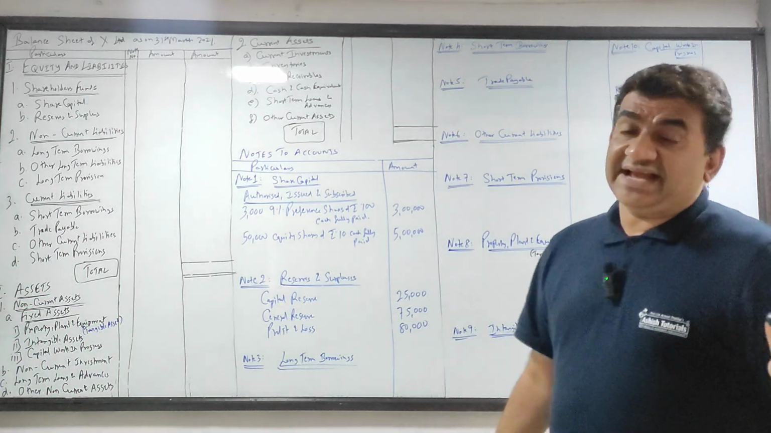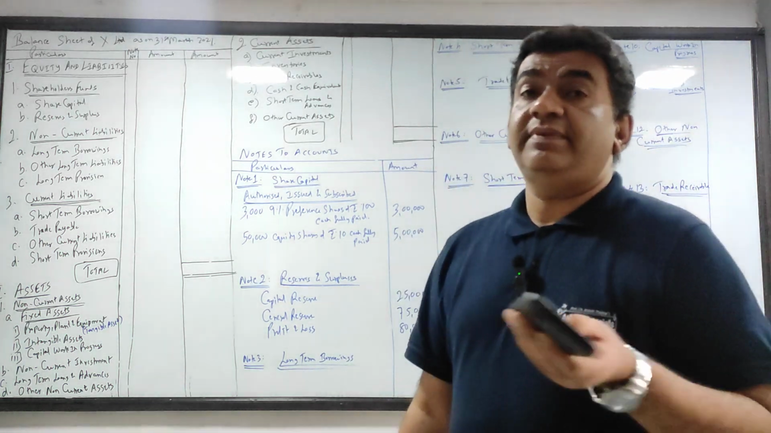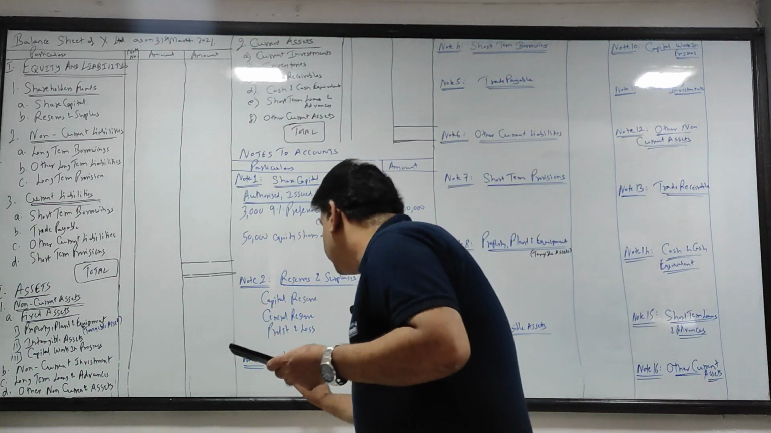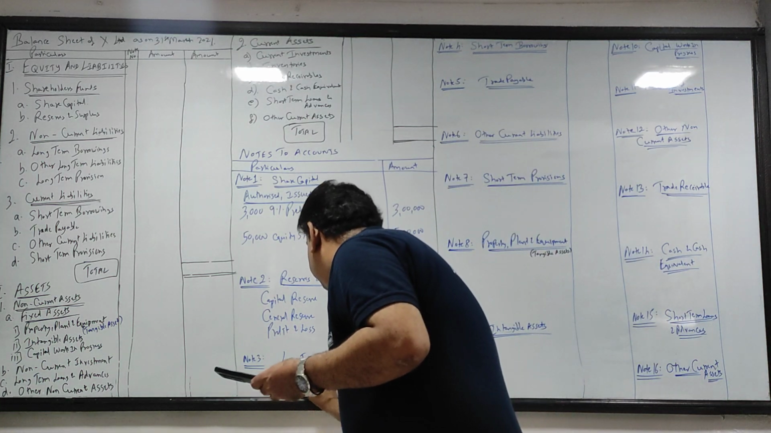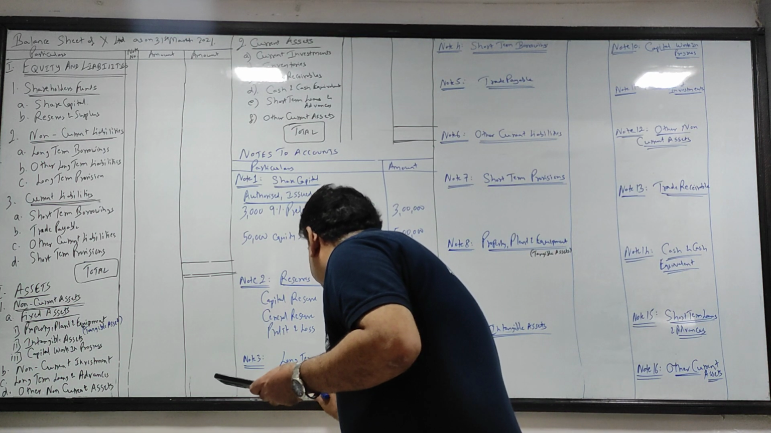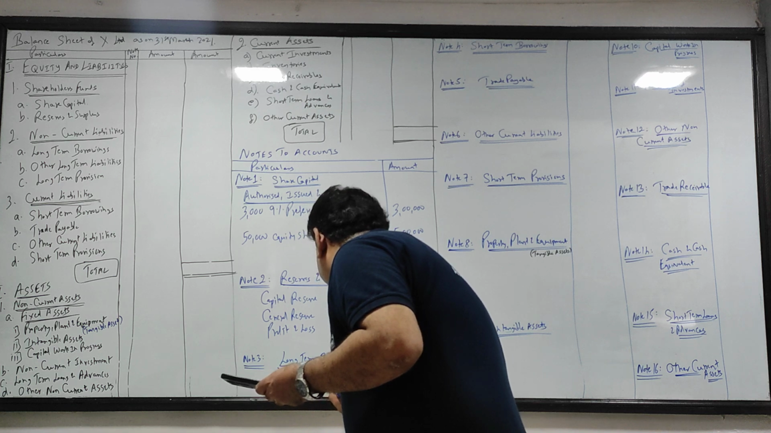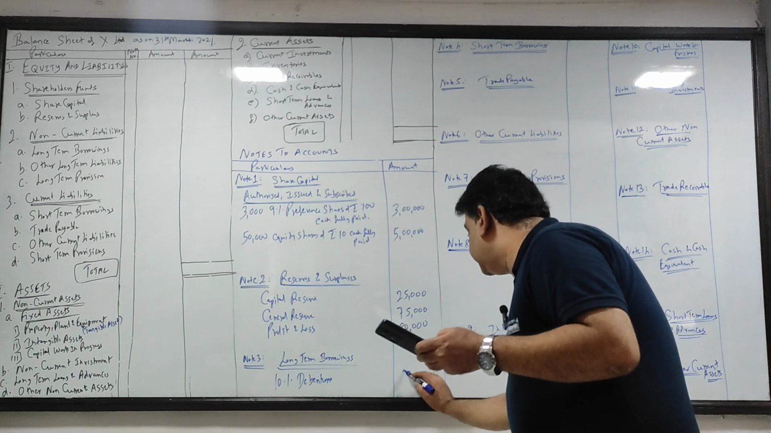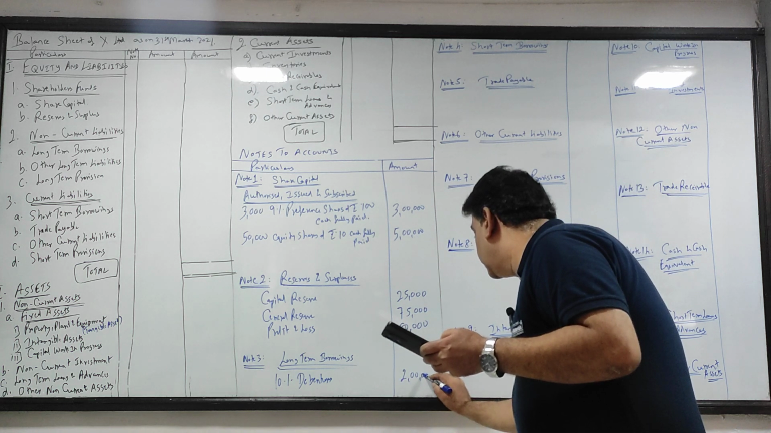10% debentures. As I told you, when nothing is mentioned, debentures are always long term. So this will be a part of long term borrowing. So 10% debentures will come in long term borrowing, that is 2 lakhs.